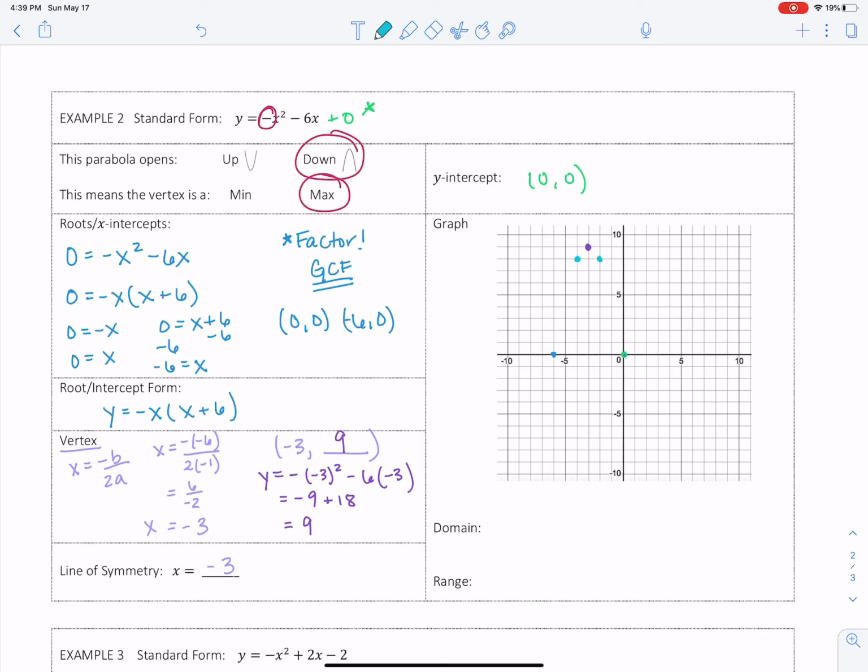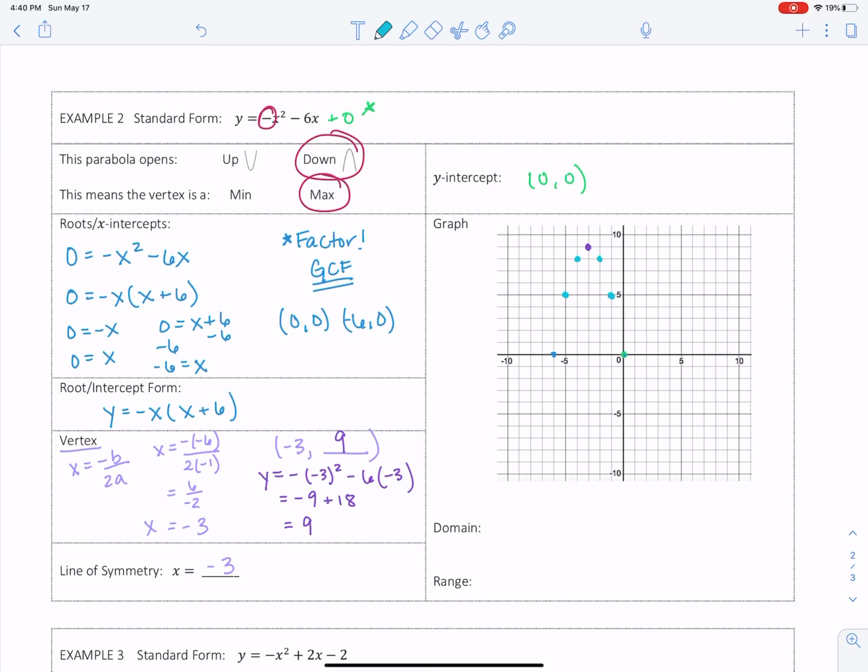I'm going to go 2 to my right. Now instead of going 4 up, I'm now going to go 4 down. So 1, 2, 3, 4. And then I'm going to go 2 to my left and go 4 down to match it on the other side. Now you can see here that our roots are already set up.